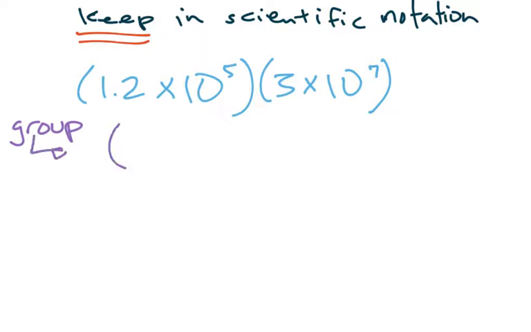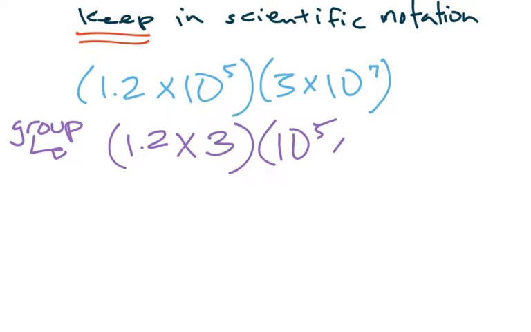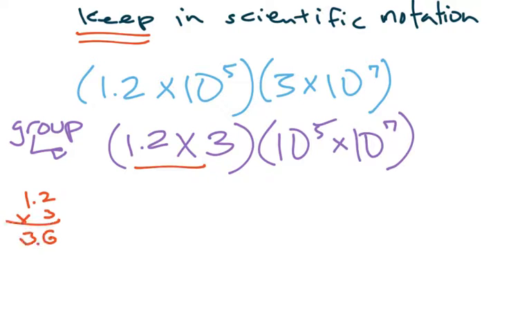So that would look like this, 1.2 times 3, and then I'll group together my powers of 10, 10 to the fifth times 10 to the seventh. Now, obviously, if I can't figure out what 1.2 times 3 is in my head, I'll come off to the side here, 1.2 times 3, 3.6, right? I know I'm saying them wrong. It's just visually, I think it's easier to say 3.6 for you.